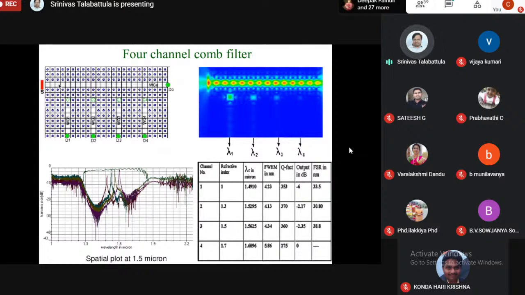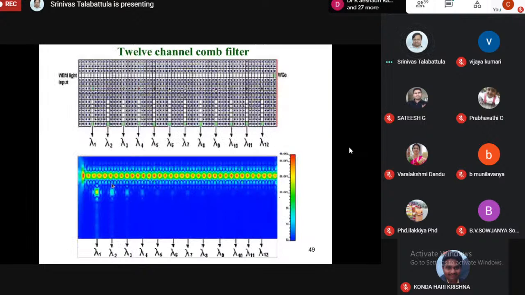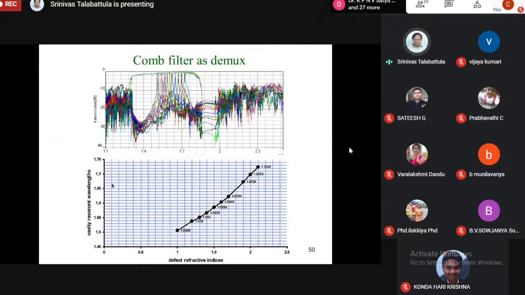So this is a bus waveguide, and these are the tap waveguides, and this is the spectrum of the light at the end of these detectors. You can see that each of these channels are well separated out. Similarly, we have made a 12-channel. One of the students has made a 12-channel comb filter, etc.